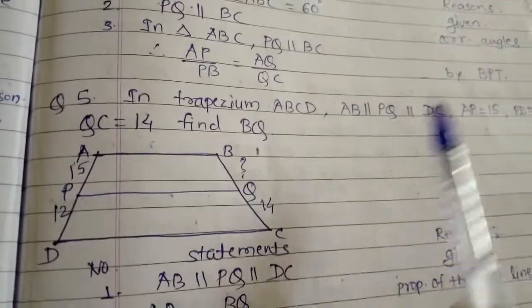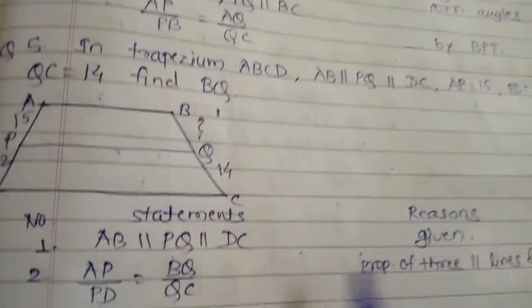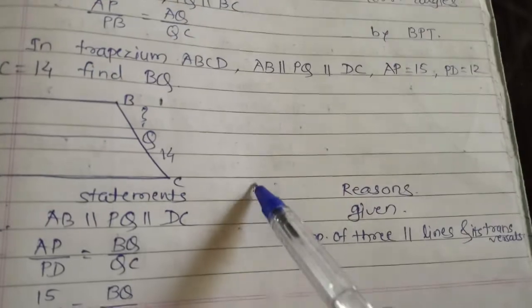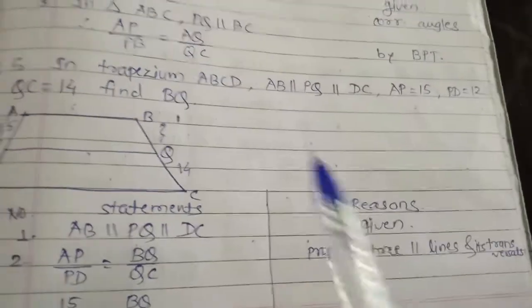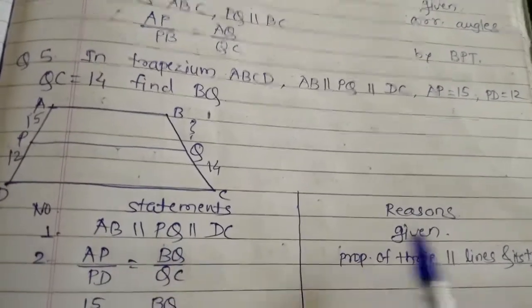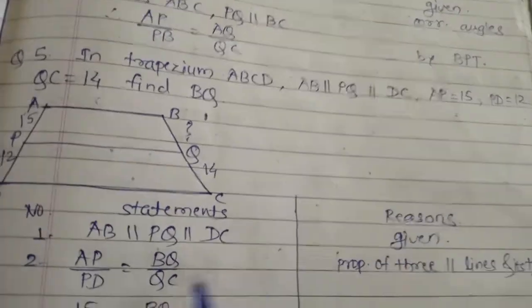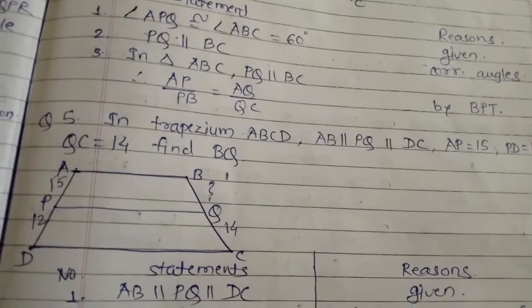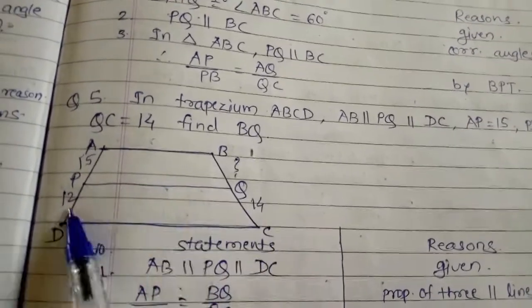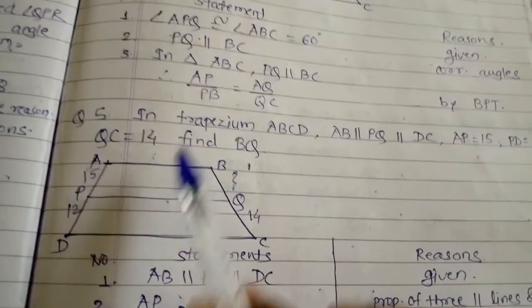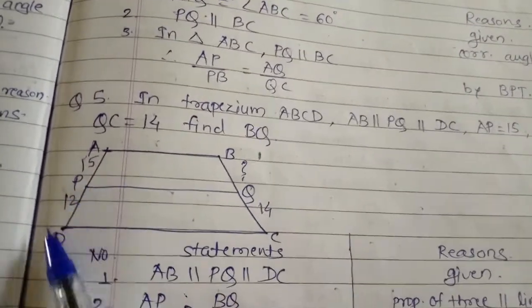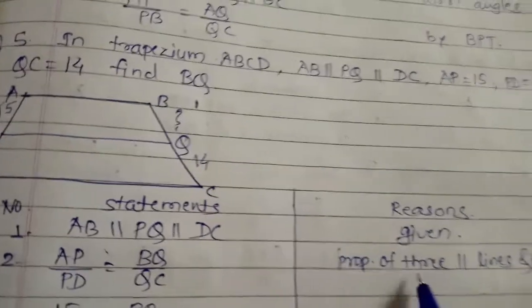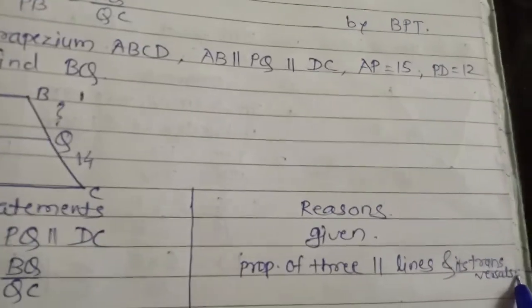Now in this example it is already given that these three lines are parallel. So AB is parallel to PQ is parallel to DC. Every time you have to write down the answer like this, and put a vertical line in between the statements and reasons. So it is given, and you know the property of three parallel lines and their transversal. These three lines are parallel and these are their transversals. So we can write AP upon PD is equal to BQ upon QC, by the property of three parallel lines and their transversal.